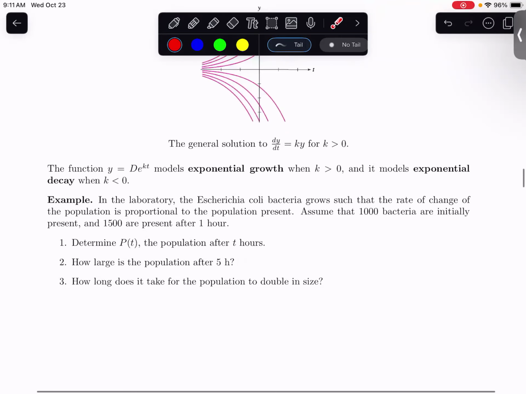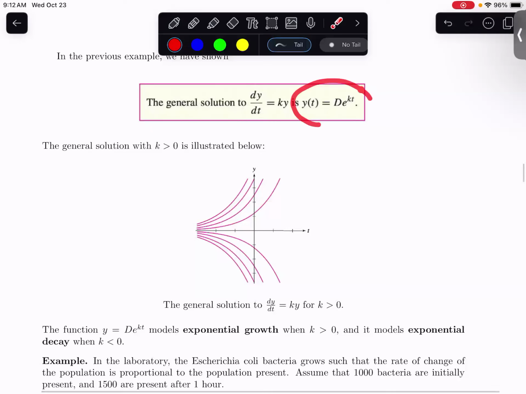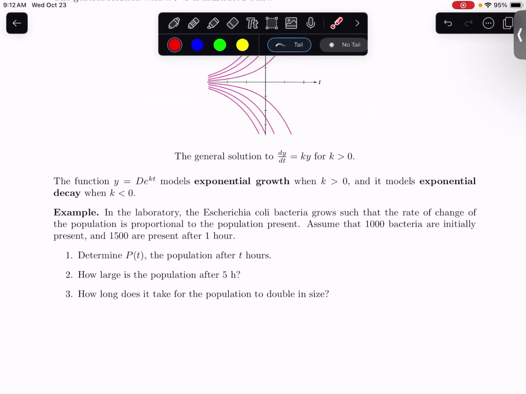So in the laboratory, the E. coli bacteria grows such that the rate of change of the population ends up being proportional to the population present. And so the moment you see that the rate of change of the population is proportional to the population present, you should immediately be thinking we're in this situation right here, right? And so that means we know that y of t is going to look something like this, but I'll write that out later on. That will give us what the general solution will look like, but we also want to know what the particular solution will look like. And so that's where this comes in.